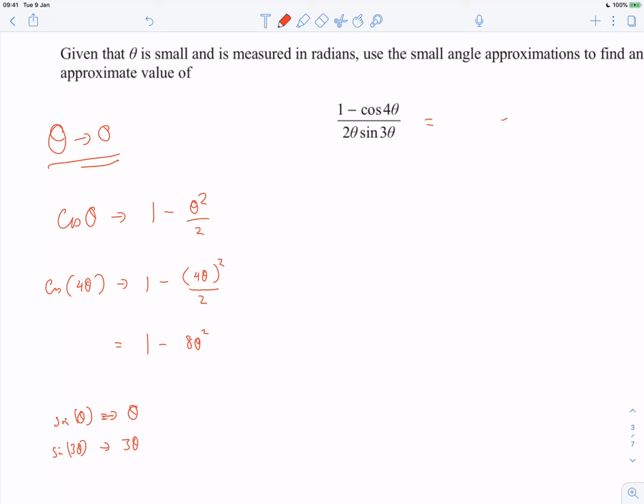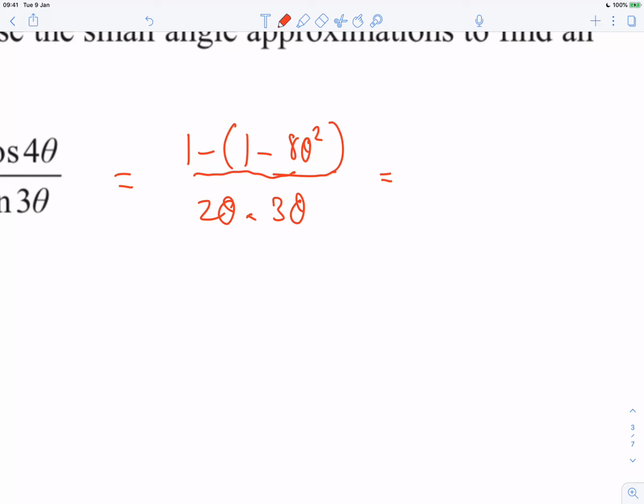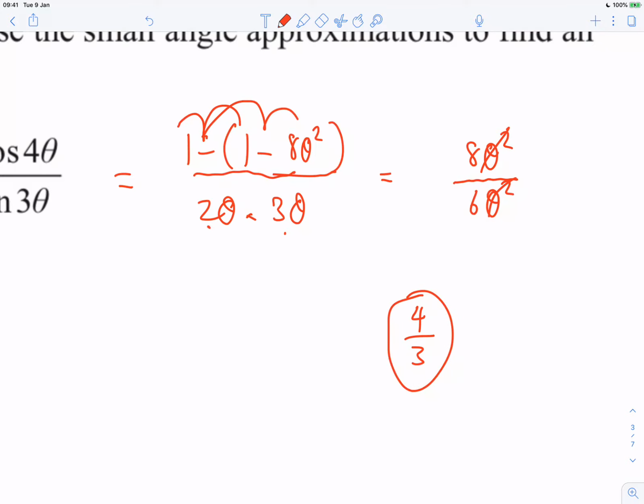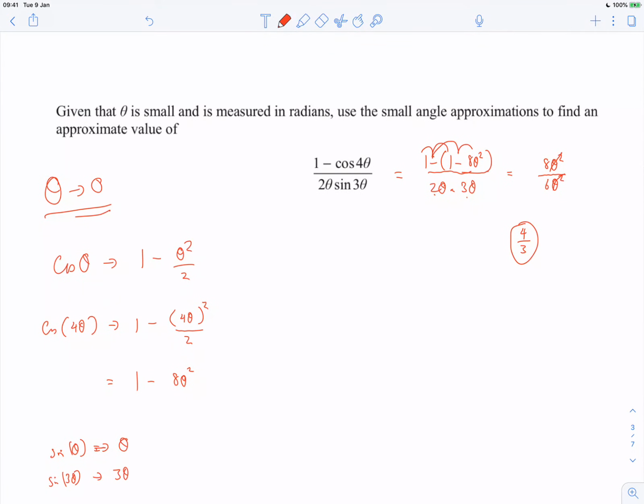So on the top, we have 1 minus cosine 4 theta, which is 1 minus 8 theta squared. On the bottom, I've got 2 theta times sine 3 theta, which is a 3 theta there. So let's distribute this. 1 minus the 1 will cancel, and minus 8 theta squared is going to be 8 theta squared, all over 2 theta times 3 theta, which is 6 theta squared. The theta squareds cancel. 8 over 6 is 4/3. So when theta is really, really small, this identity approximates to 4/3.